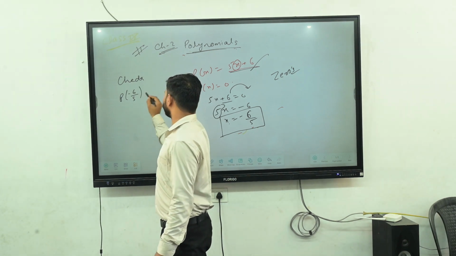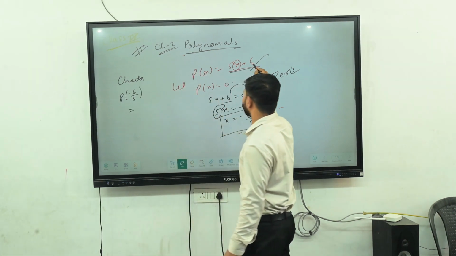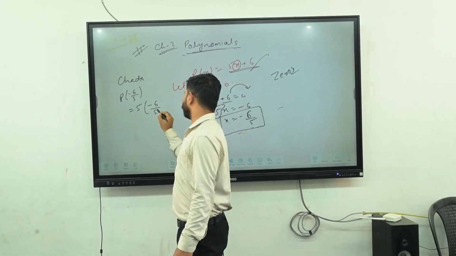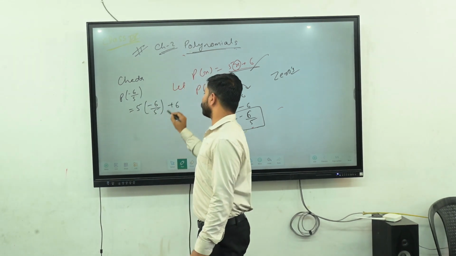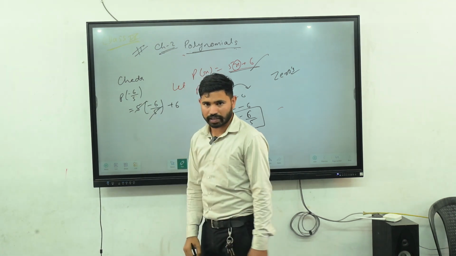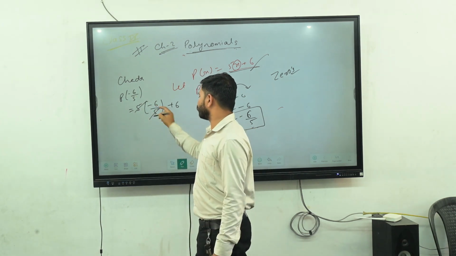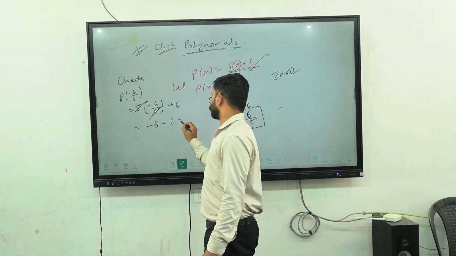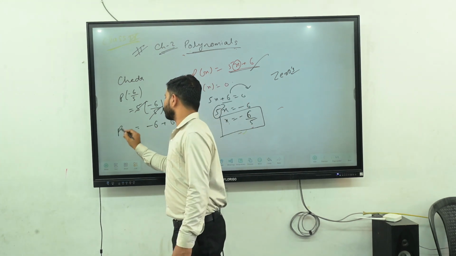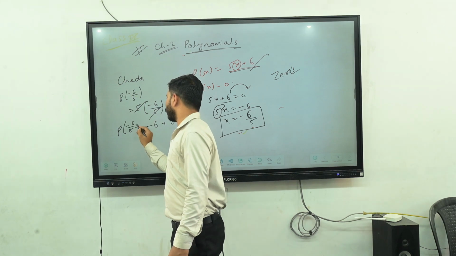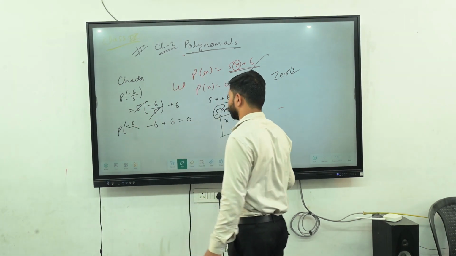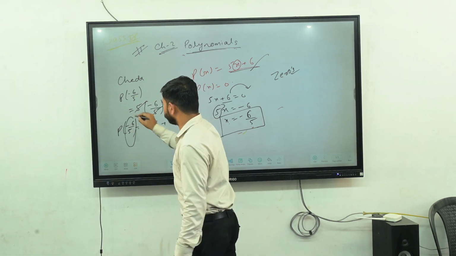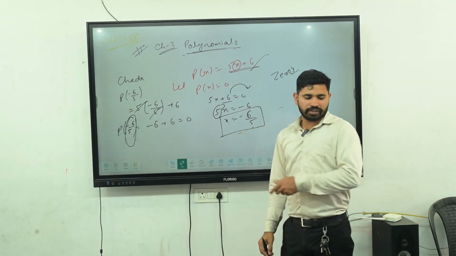So P of minus 6 by 5 equals 5x plus 6. In place of x, we take minus 6 by 5, and plus 6. The 5 and 5 cancel, then it becomes minus 6, and this one is plus 6. So minus 6 plus 6 equals 0. That is, P of minus 6 by 5 equals 0. So minus 6 by 5 is called the zero of this polynomial.